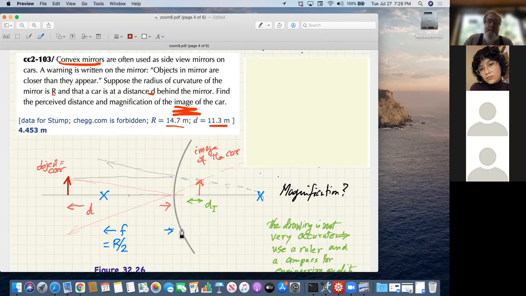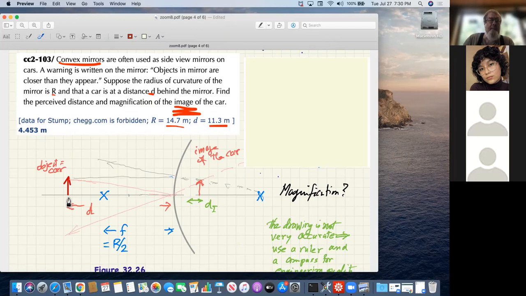Here's the mirror, and it's convex, so it's a diverging mirror. And here's the object, it's a car. Well, instead of drawing a car, let me draw a little arrow. And so I'll analyze the rays of light coming from the tip of the arrow. There'll be an image, and this will be the image. It'll be on the other side of the mirror, just like it would be if I had a plane mirror.